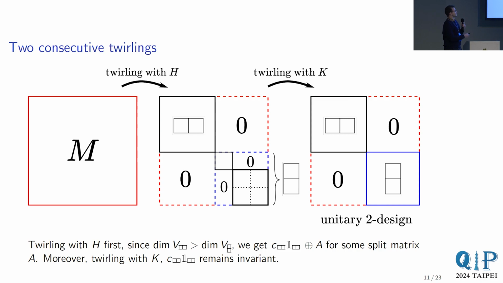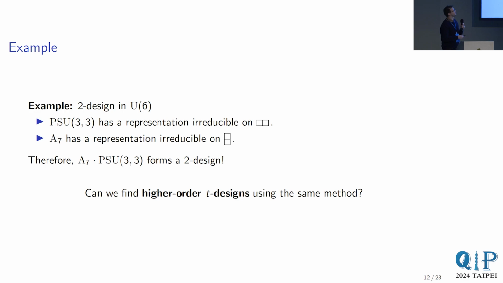And in the other sector, we may get, for example, another irreducible with multiplicity 1, another irreducible with multiplicity 2, and this is part of the anti-symmetric subspace. But it decomposes. And if we twirl with K as well, K will be irreducible on the anti-symmetric subspace, so we will get this operator here, which we needed. So that constitutes a unitary 2 design.